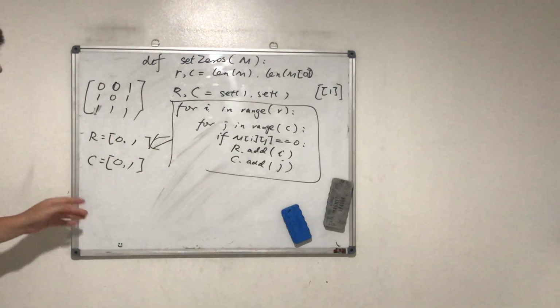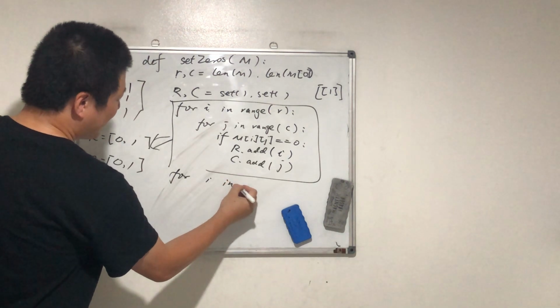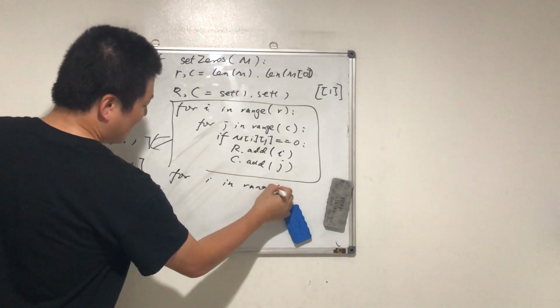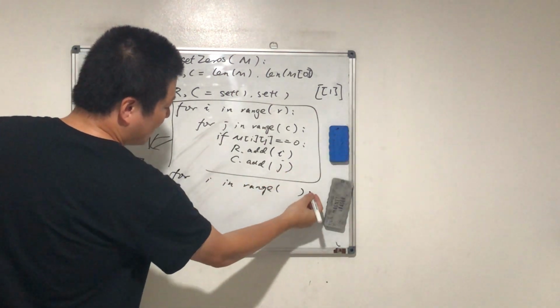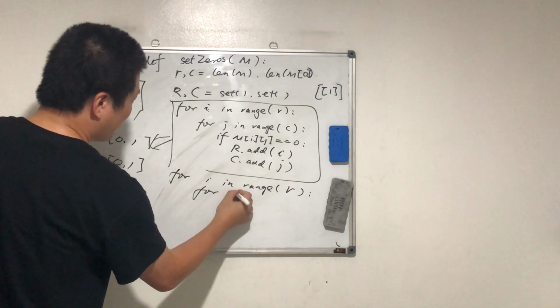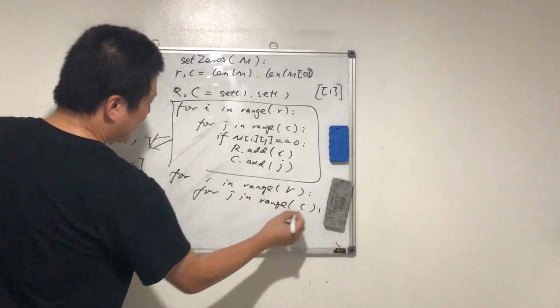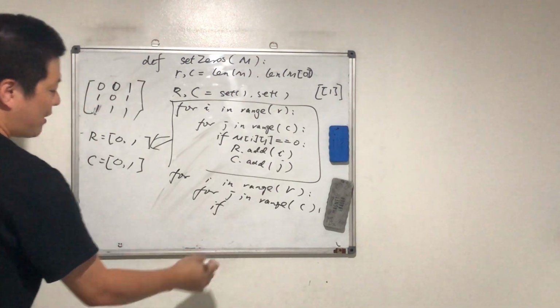All we need to do. And then what should we do now? We just need to go through again, right? For I in range what? Range R. Yeah. For J in range what? In range C. Okay. Then what should we do now?